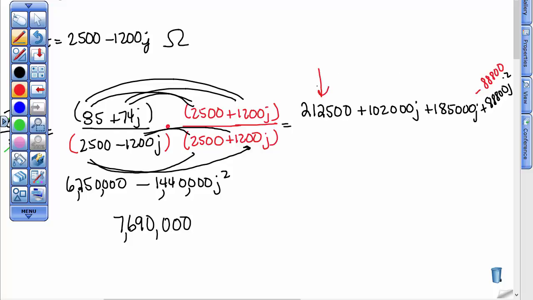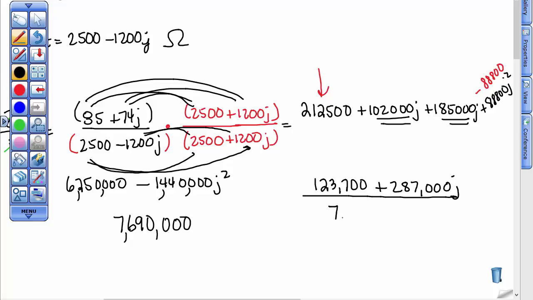So I'm going to do that real quick. And I believe when I take this number and subtract that number, I get 123,700. That's the real number part. Now I've got to add those two together. I hope I have the right number of zeros there. And it looks like it's 287,000 j. Remember, all of that is divided by this 7,690,000.